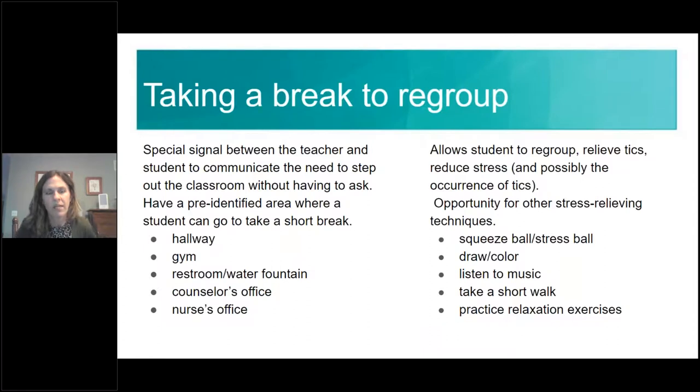It just gives the student a little bit of time to regroup, to relieve some stress and possibly the occurrence of tics, or just a moment to work on some of those stress relieving techniques that we just talked about, or some other ones I listed that I will have students do as a school counselor when somebody is anxious or worked up. When they come into my office, a squeeze ball or a stress ball. Some people like to draw, or we have a lot of those adult coloring pages. Almost everybody has music on their phone, so we'll say, do you want to pull something up and put your earbuds in for a minute, take a short walk, or just practice some of those relaxation exercises such as belly breathing.